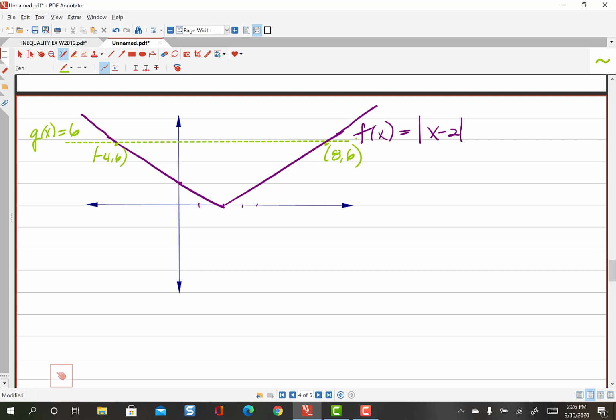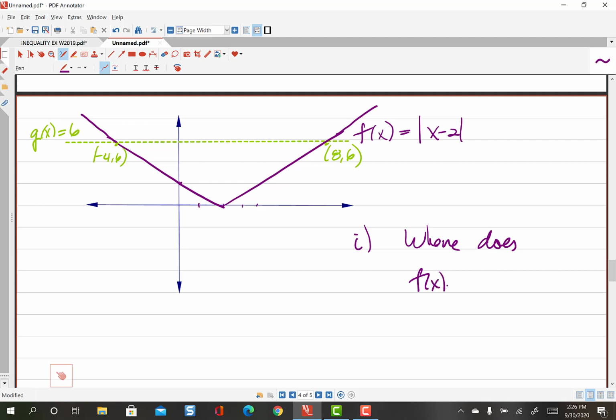So, let's say, first of all, if we wanted to know where are these two functions equal? That is, where does f of x equal g of x? Where are they exactly equal?